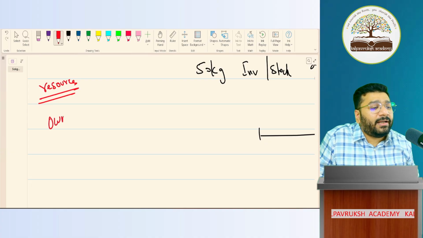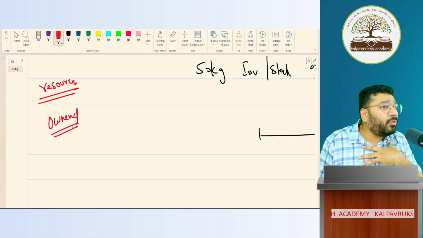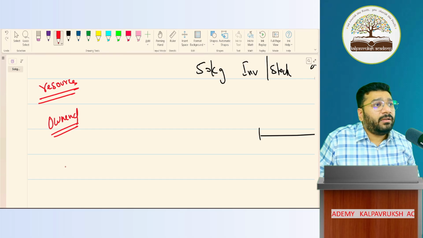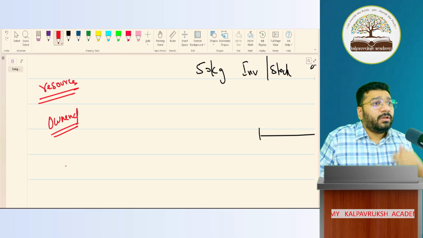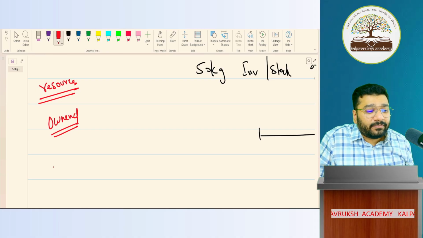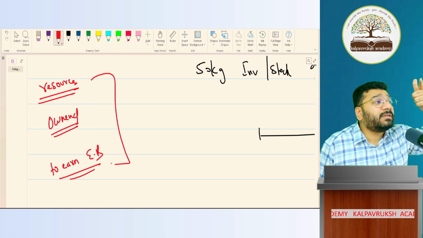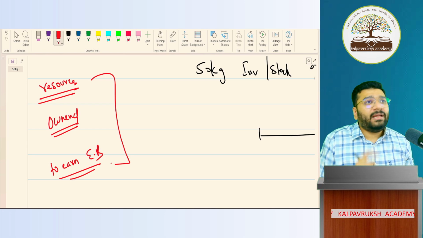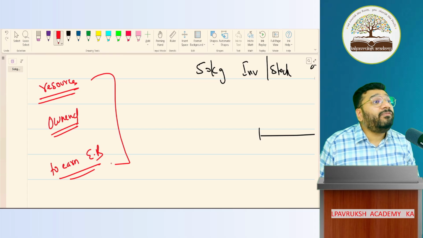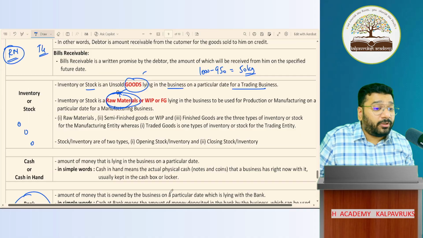Second, who owns the batter? We own the batter. And third, I'm going to convert this into finished goods and then sell it to earn economic benefit. If all these 3 conditions are satisfied, it is an asset. So what are you getting confused about? You are getting confused with the conditions of fixed asset, those 4 conditions I spoke about.